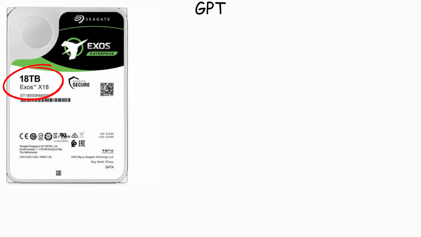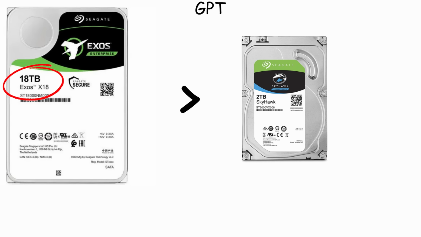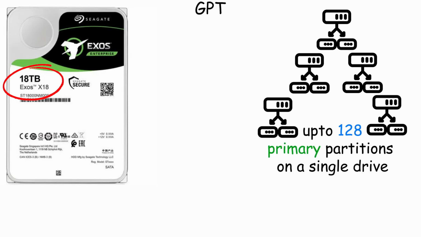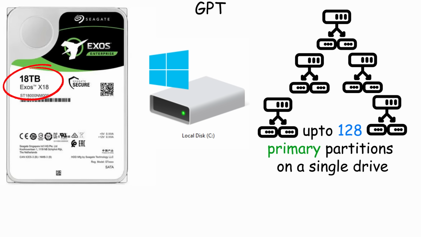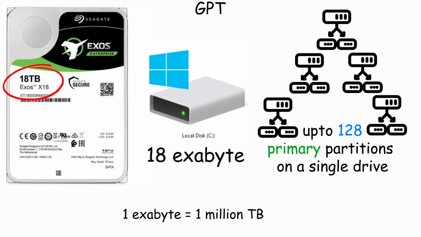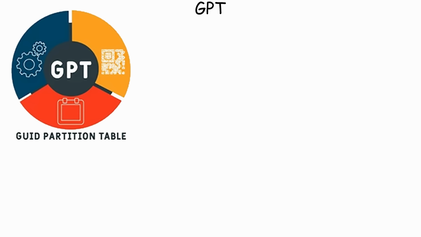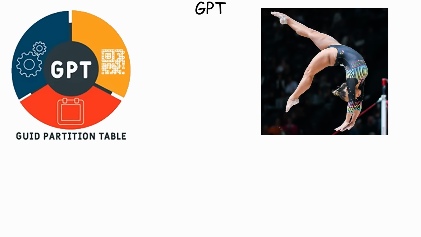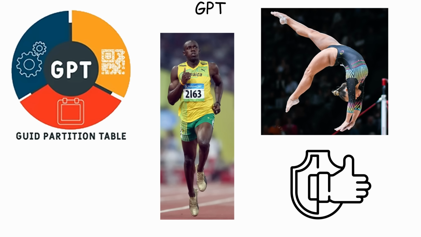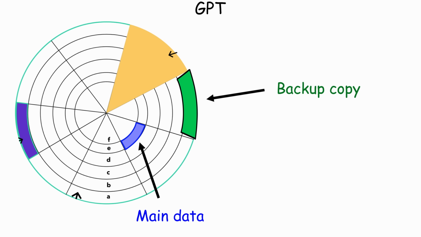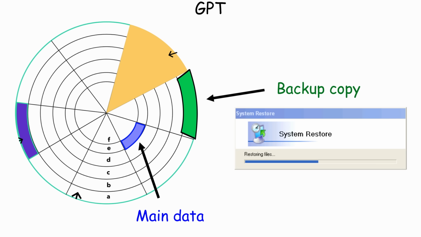UEFI supports very large storage devices, far beyond the old 2 terabyte limit, and handles up to 128 partitions on a single drive by default. The maximum partition size can reach a massive 18 exabytes. Because of these capabilities, GPT is much more flexible, faster, and reliable for modern systems compared to MBR. The best part is that GPT is a redundant system. It stores an additional copy of its critical partition data at the very end of the disk, allowing the system to be restored in case of data corruption.